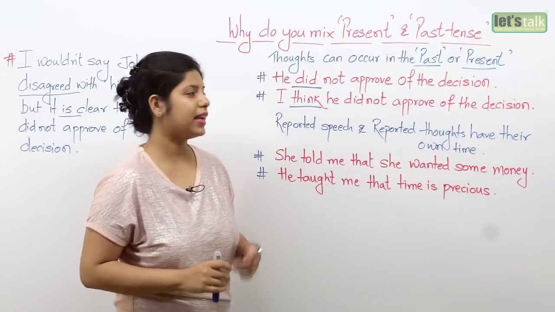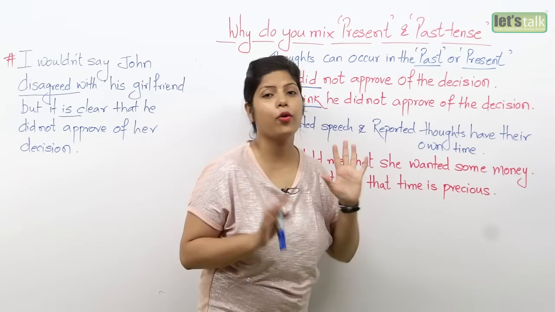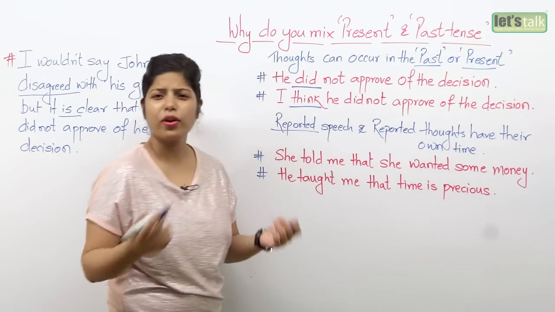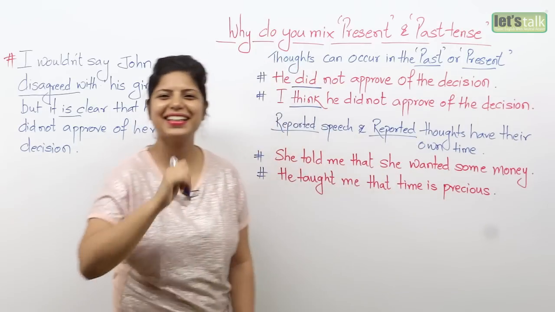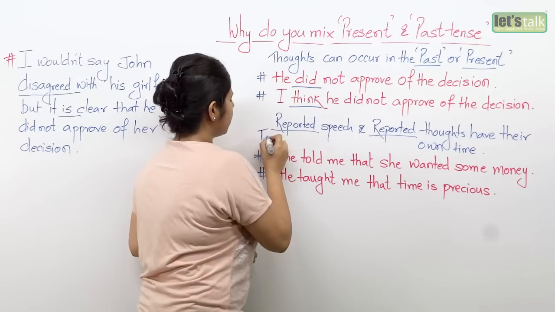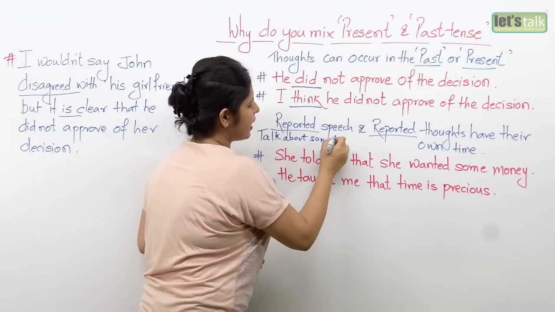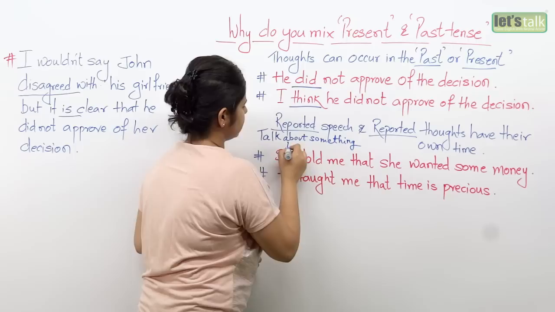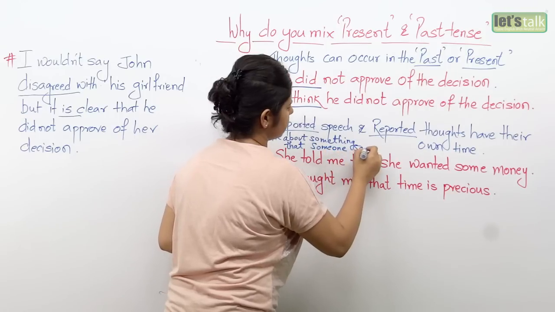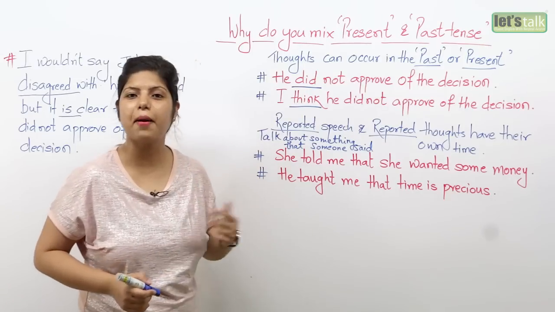The next rule that I have for you is, reported speech and reported thoughts have their own time. Now this sounds a little confusing. Why am I using the word reported so many times? Let's clear that confusion. Reported means when I want to talk about something that someone said. Okay, so I want to report something basically. When I say reported, I'm simply talking about something that someone said in the past.